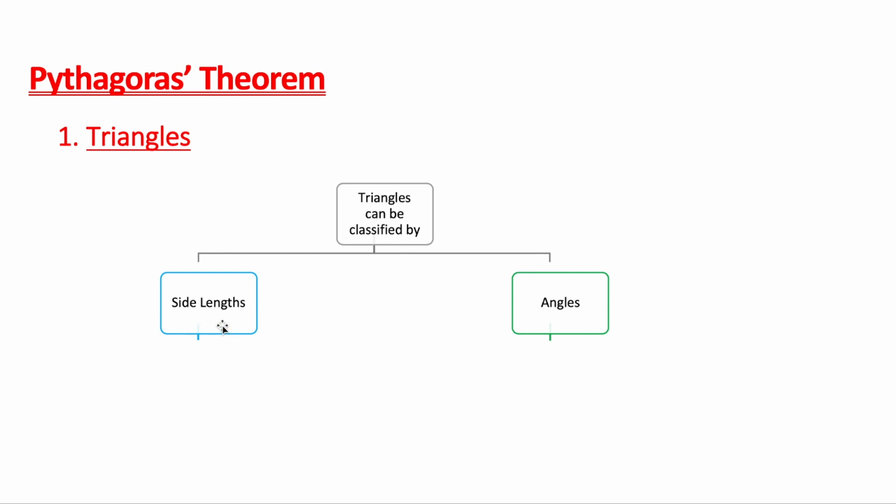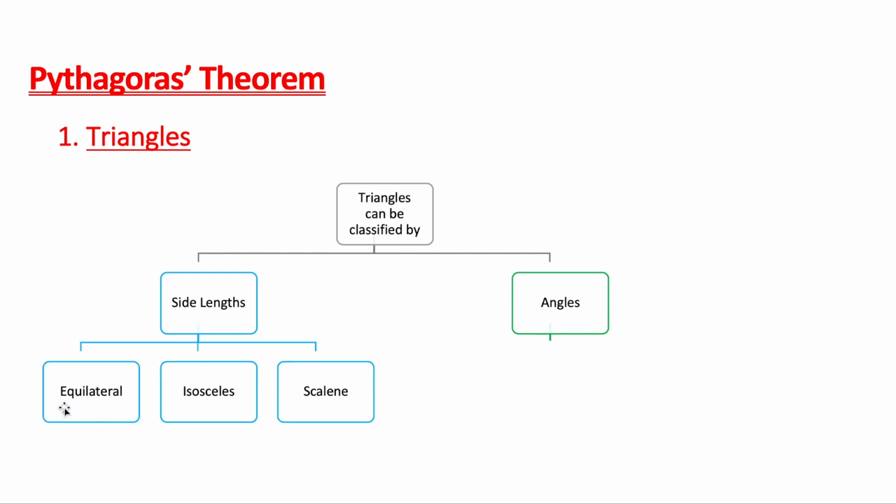If we classify it by side length, we will have an equilateral triangle, which means that all sides are the same. We can have an isosceles triangle, which means that two sides of the triangle are the same, and a scalene triangle, which means that none of its sides measure the same.